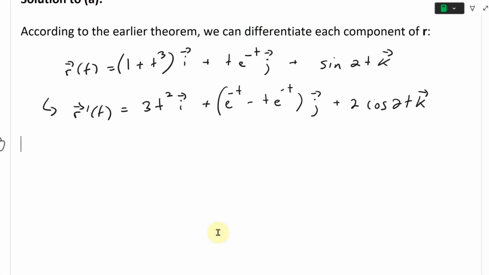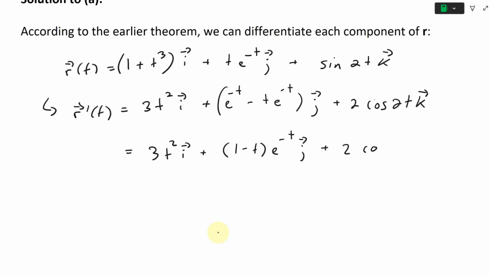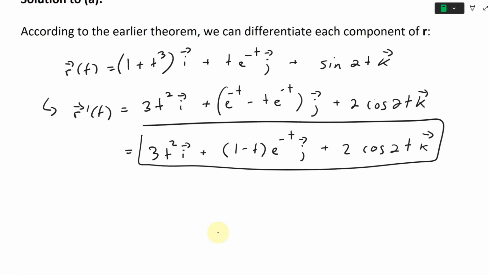And we can simplify this even further. So this equals 3t squared i, this one's already simplified. Now for this one here, we could factor out the e to the negative t. So we're going to have 1 minus t multiplied by e to the negative t, then j, just because the calculus book does that, so I'll just do that as well. Then plus 2 cosine 2t k. And I'll just box this out. So there is our derivative.